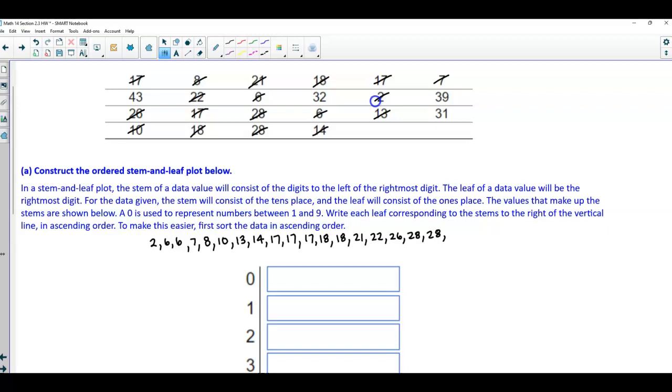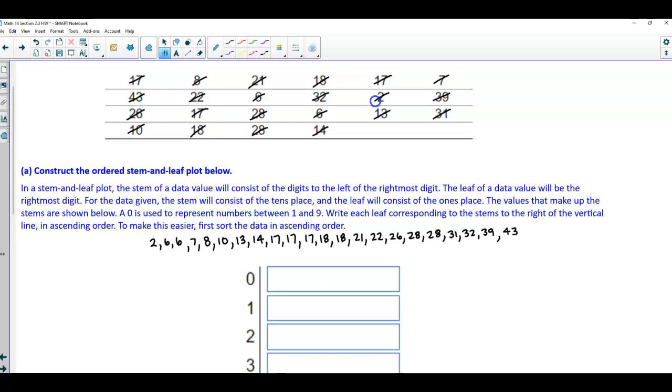And then we have 31, and then we have 32, and then 39. And then the last one here is 43.